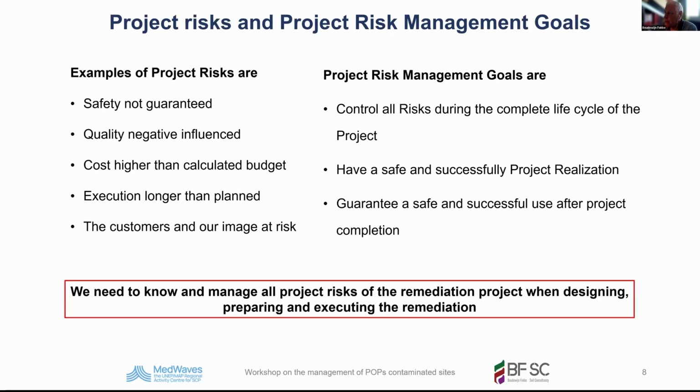Project risk and project risk management goals. You have to manage your risks, your project risk. So not only your environmental risk, but all the project risk. And why? Because you have to guarantee safety. Examples of project risk are safety not guaranteed, quality negatively influenced, cost higher than calculated, execution longer than planned, and the customers and our image are at risk. And the goals are to control all risk during the complete life cycle of the project, have a safe and successful project, and guarantee a safe and successful use after the project completion. So these are the goals of project risk management.